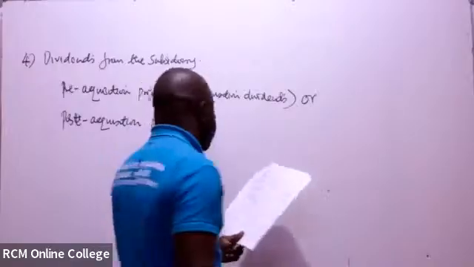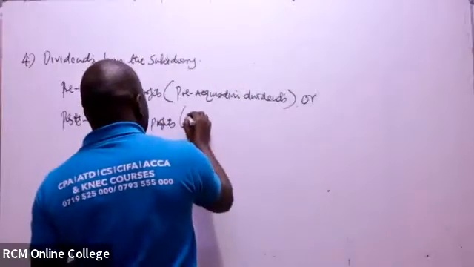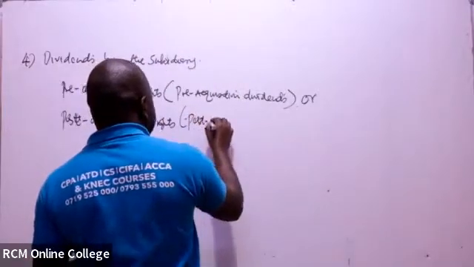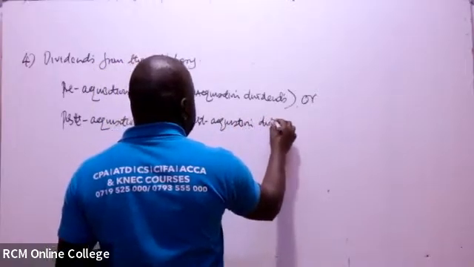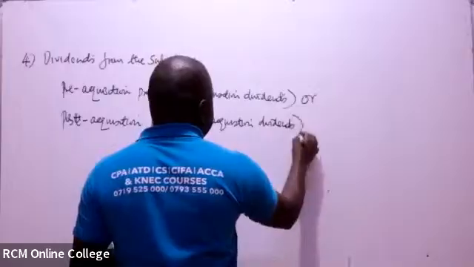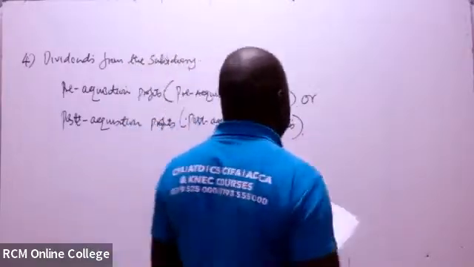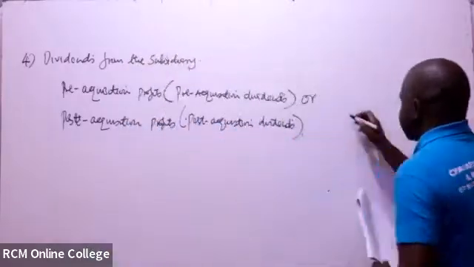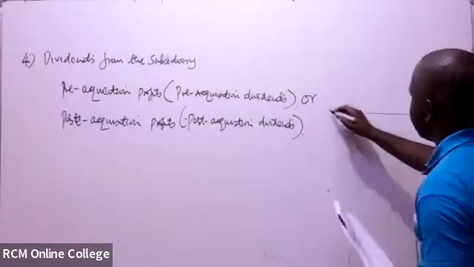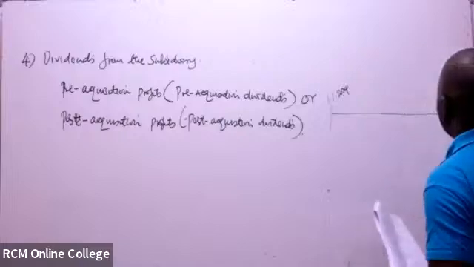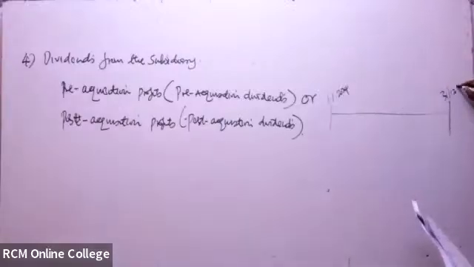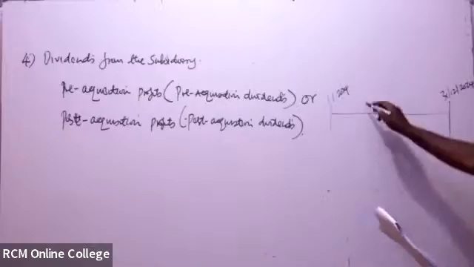Post-acquisition profits, you put in bracket. This one we call post-acquisition dividends. So there can be a scenario whereby, for example, we have the whole year. So 1st of January 2024, we have 31st of December 2024. So the subsidiary can actually be acquired here.